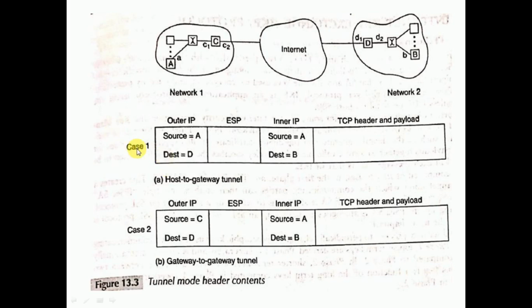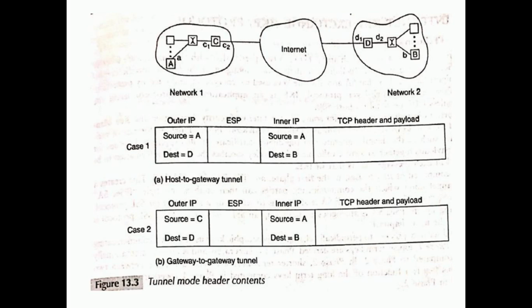So now this is the first case, host to gateway tunnel, and second is a gateway to gateway tunnel. The destination address in the outer IP header is D. This header is used to route the packet through the internet. On the receipt of the packet by D, an attempt is made by D to authenticate the source of the packet. If it succeeds, the outer IP header is stripped, the packet is decrypted, and the ESP header and trailer are also stripped. The inner IP header of the packet is used to route the packet to B within the network.